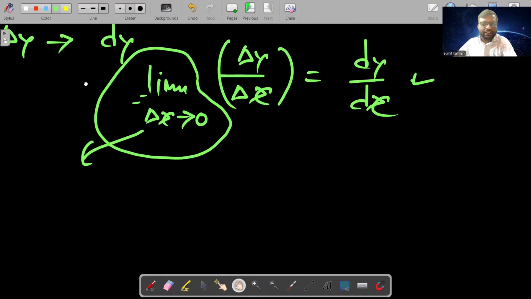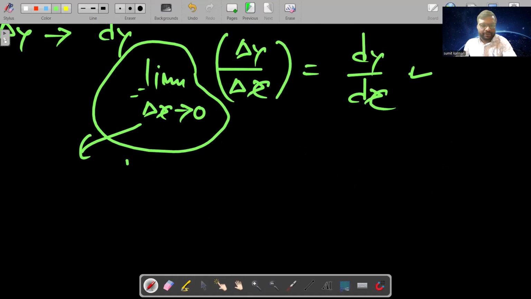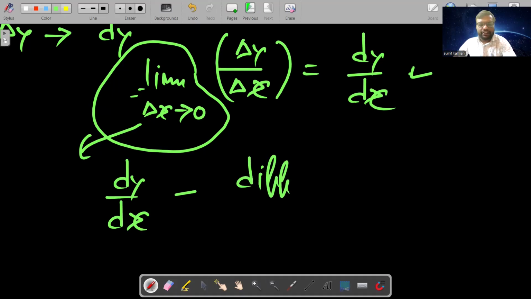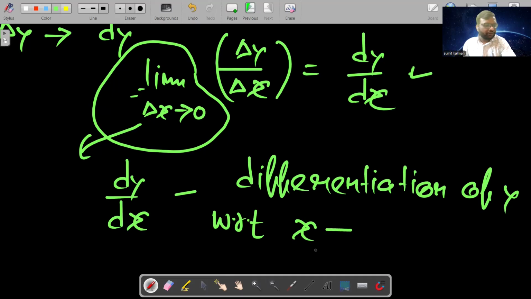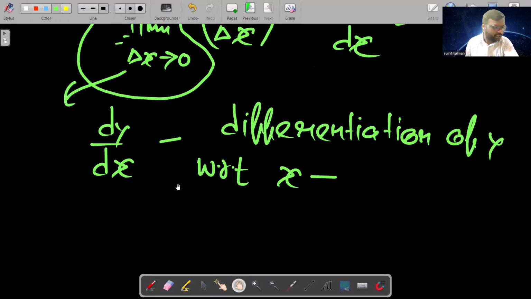And students, this dy upon dx is called the differentiation of y, differentiation of y with respect to x. Means change of y with respect to x, or the differential coefficient of y with relating to x.